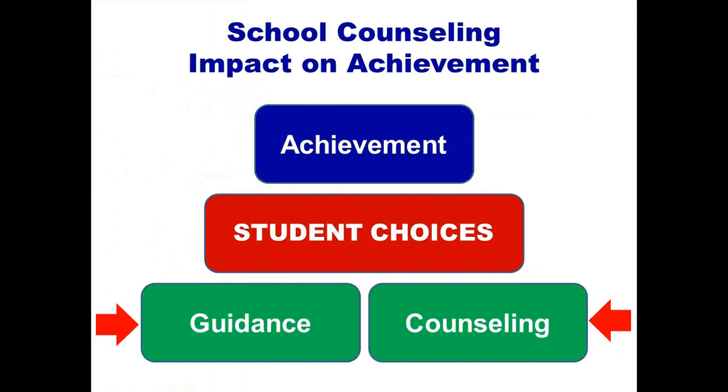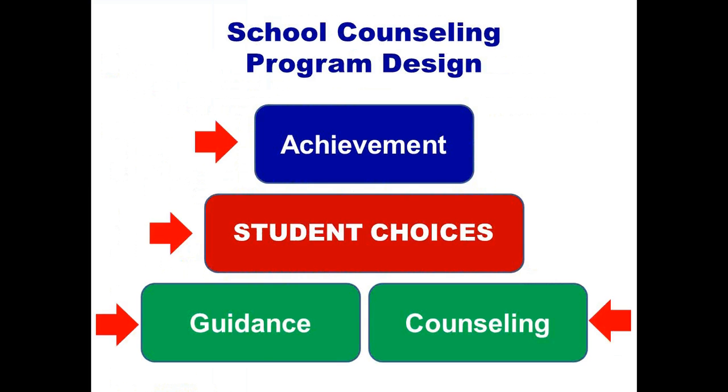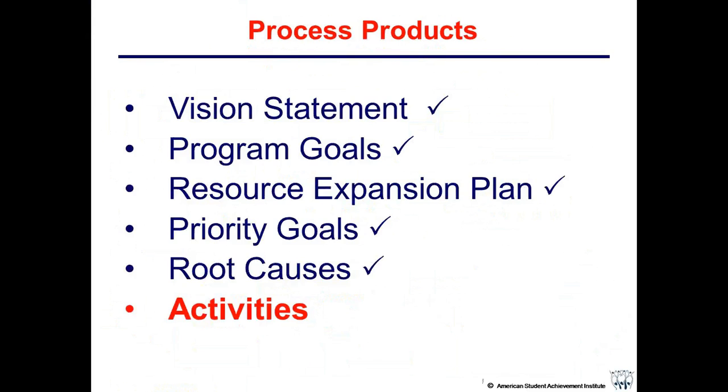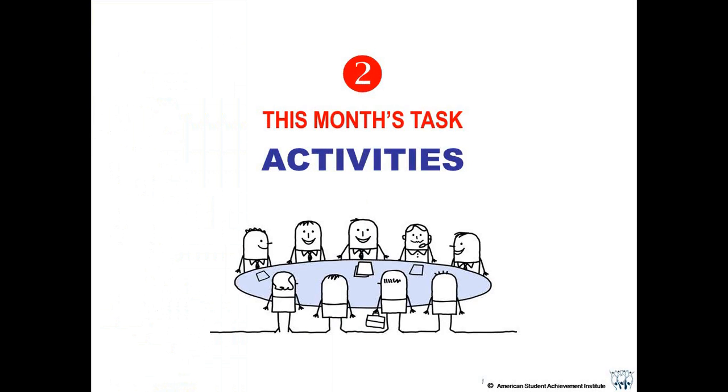So then we are reviewing and going through the design process. We're reminding people that after each discussion there's been a product, and we have 5 products already, and we're doing the final one today, which is to identify the activities that we'll implement. Okay, so now we're talking with the council about this month.